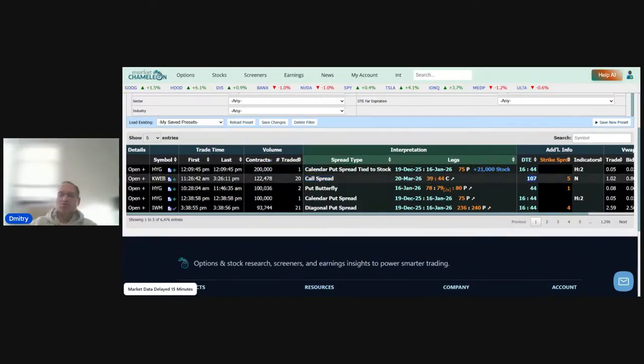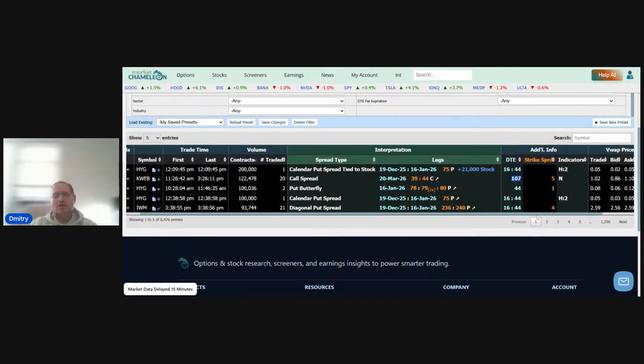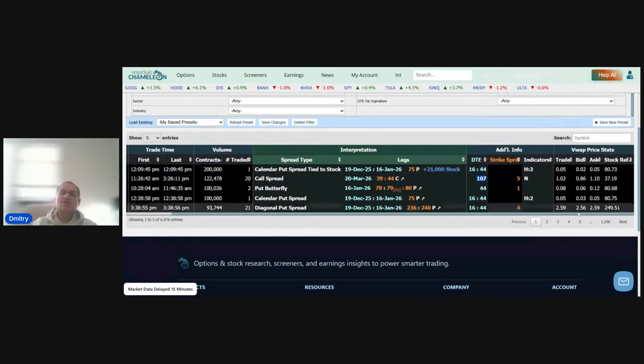The days to expiration on it are 107. So this is a longer term call spread. It's not something that's expiring soon, like tomorrow or next week. You have 107 days. It's $5 strikes between the two call spreads. This is the traded VWAP price with the bid and offer at the time and reference price in the stock.